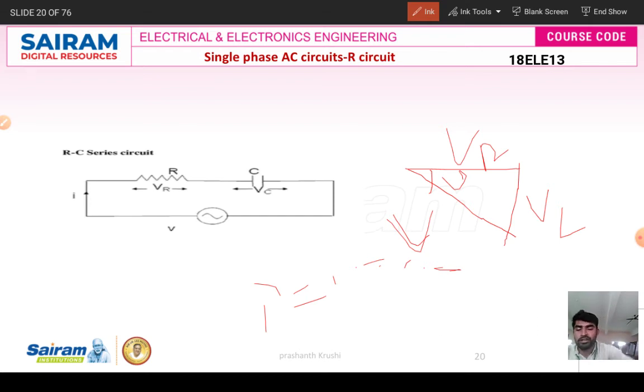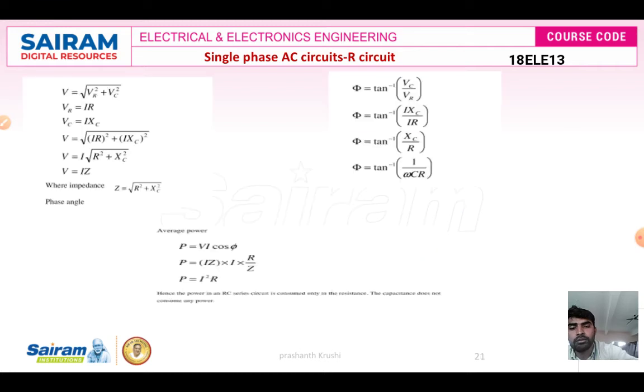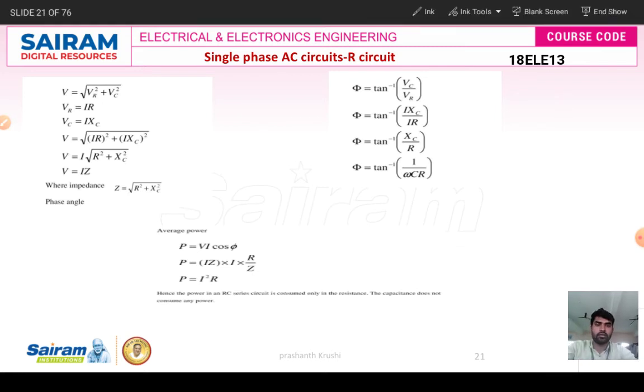Current flowing through this is I. So finally the equations become: V is equal to root of VR square plus VC square. VR is equal to IR, and VC is equal to I XC. So V is equal to root of (IR) square plus (I X) square, V is equal to I into root of R square plus X square, V is equal to I into Z, where impedance Z is equal to root of R square plus X square.